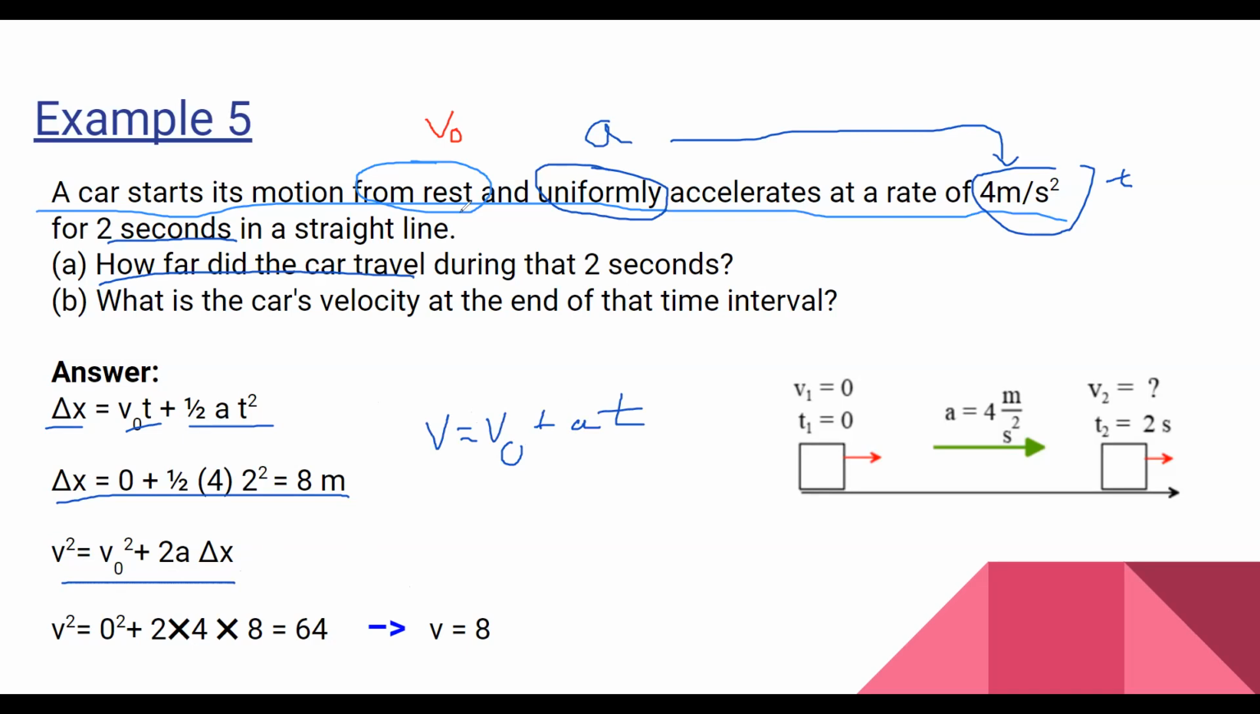V initial, V final, A, and T, and then X as your fifth. So you're already given everything, so you could just use this first one. It's a bit easier to do since V initial is 0 anyways. You get the same answer for V in meters per second. So it doesn't matter, they produce the same answer. It might just be easier to go this way though.